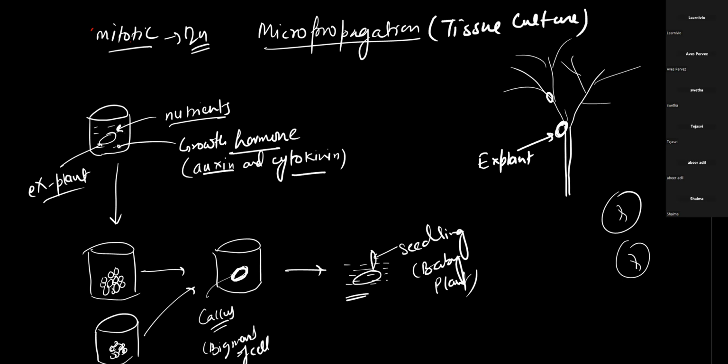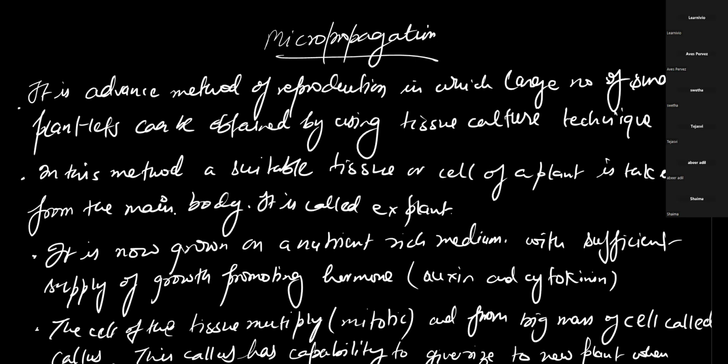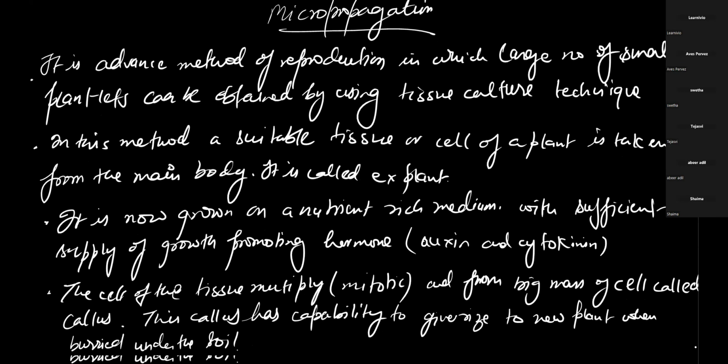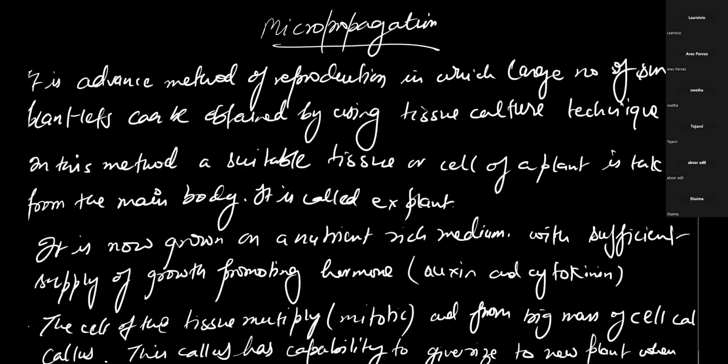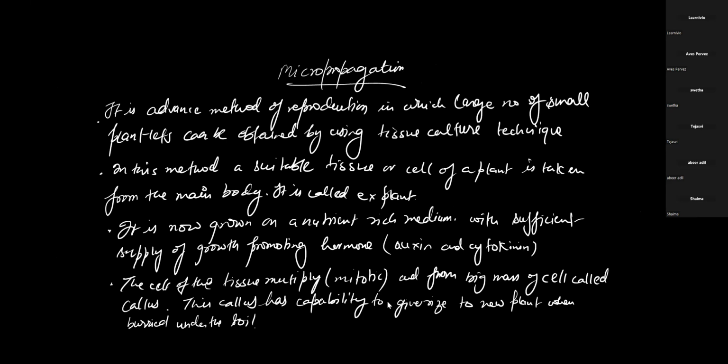So please take a screenshot of this one, and you have to do this in the homework. Note it down. It is an advanced method of reproduction in which a large number of small plantlets can be obtained using this technique.